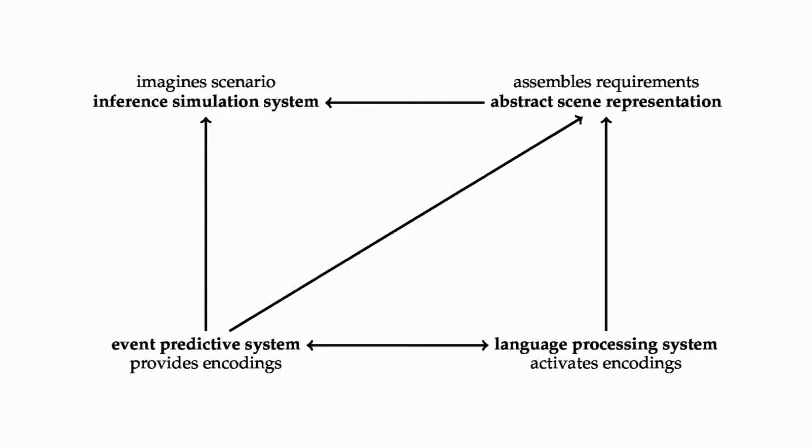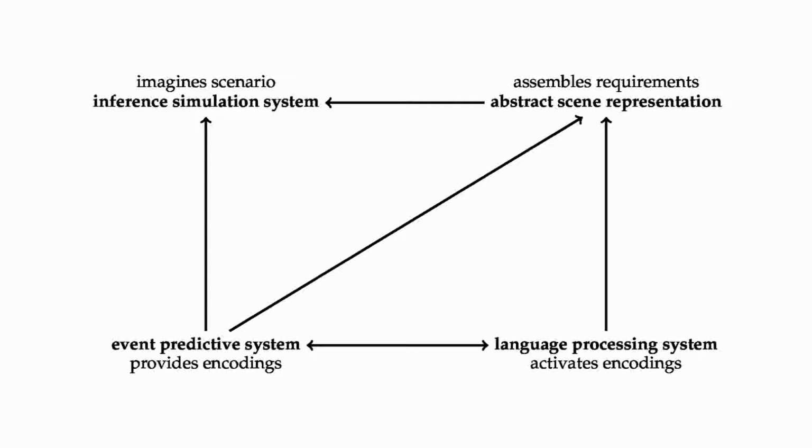LEARNA is built out of four main components. The event-predictive system on the bottom left learns encodings of its world and enables LEARNA to predict what is going to happen in that world. Then the language processing system parses input sentences and uses those encodings to build very basic representations of those sentences, which we call abstract scene representations.